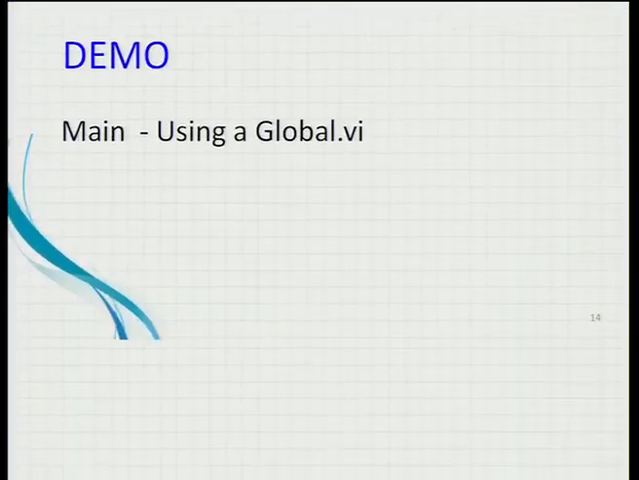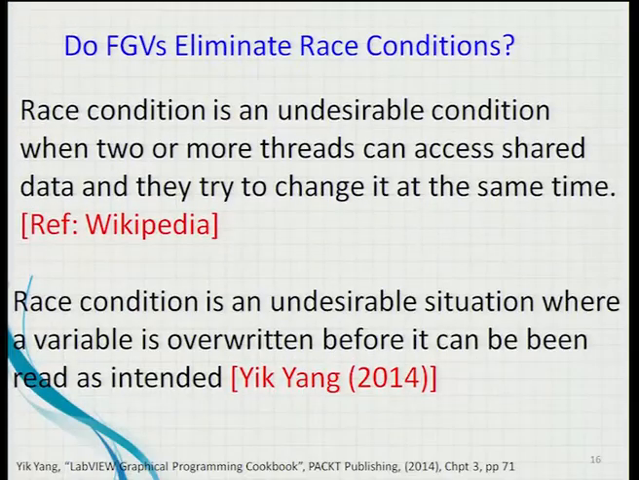Okay, now, so moving on. But do FGVs actually eliminate race conditions? First things first, what is a race condition? You may find many definitions of it, but one I like is that it's an undesirable condition whereby the value on a local variable is being overwritten before it is being read. So it is a very undesirable situation.